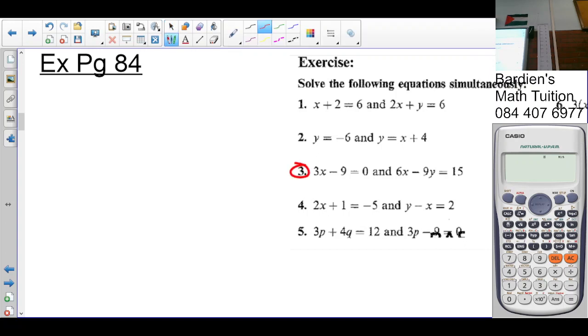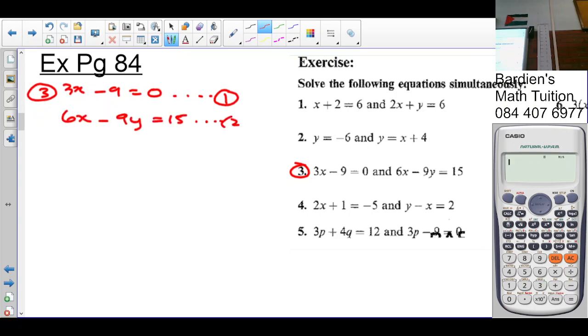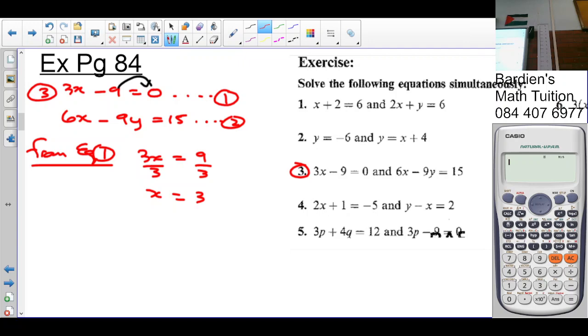Let's look at number 3. So we got 3x minus 9 is equal to 0, it's equation 1, and 6x minus 9y equals 15, it's equation 2. So from equation 1, we take it over the equal sign. Becomes 3x is equal to 9. Divided by 3, so x equal to 3. So what do I do now? Substitute this into equation 2.